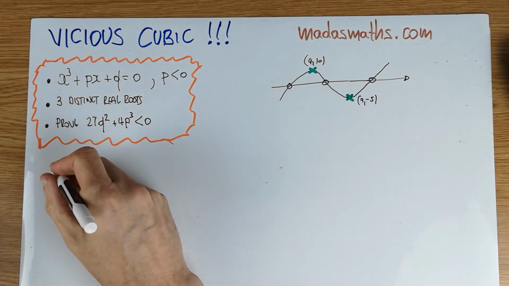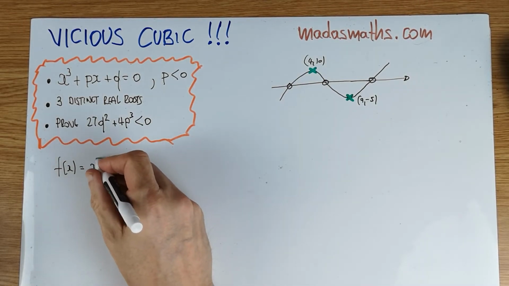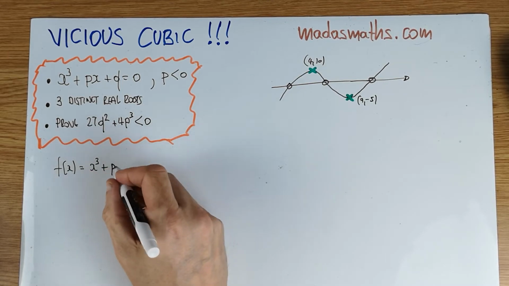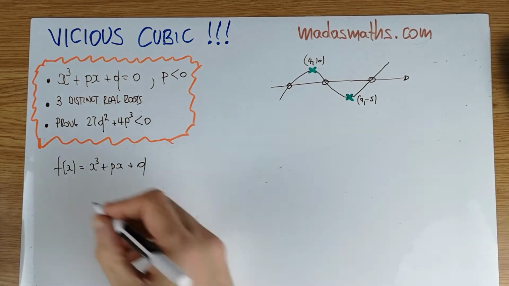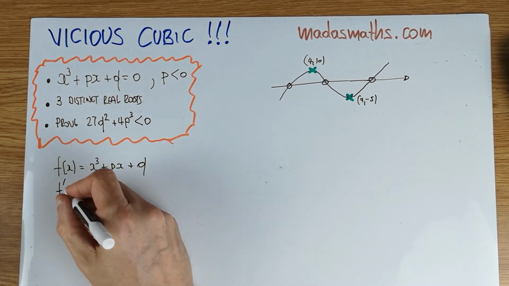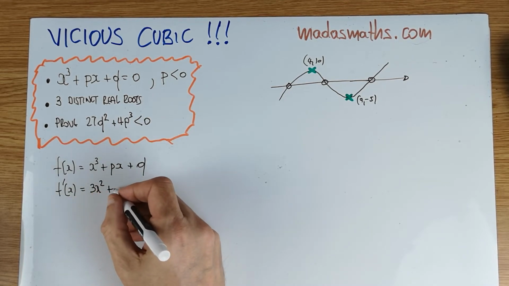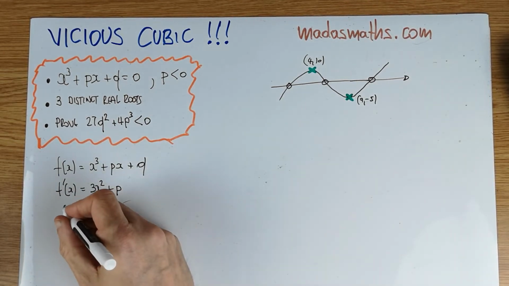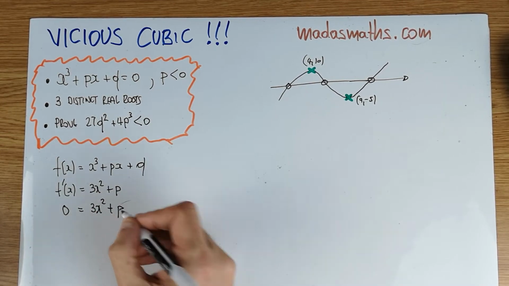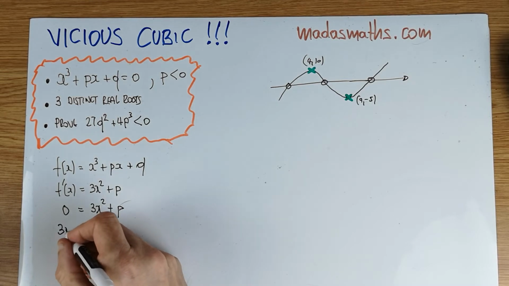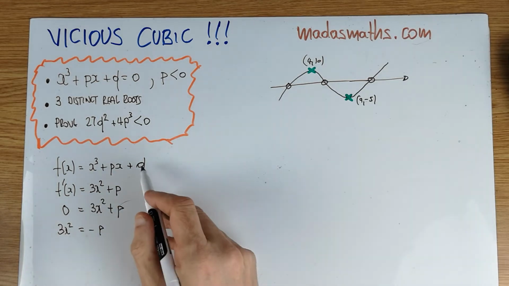So let's write this in function notation. x cubed plus px plus q. And let's differentiate it. All straightforward stuff so far. Set it equal to 0 to look for stationary points. And of course, 3x squared will be minus p. Keep in mind, of course, p is negative.